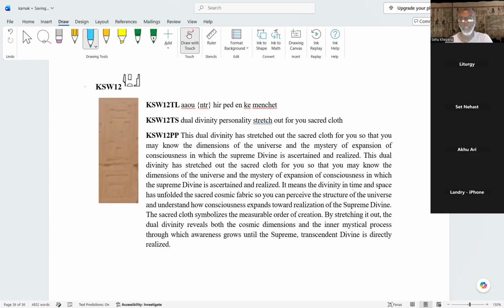It means the divinity in time and space has unfolded the sacred cosmic fabric, so you can perceive the structure of the universe and understand how consciousness expands toward realization of the Supreme Divine. The sacred cloth symbolizes the measurable order of creation. By stretching it out, the dual divinity reveals both the cosmic dimensions and the inner mystical process through which awareness grows until the supreme transcendent divine is directly realized.